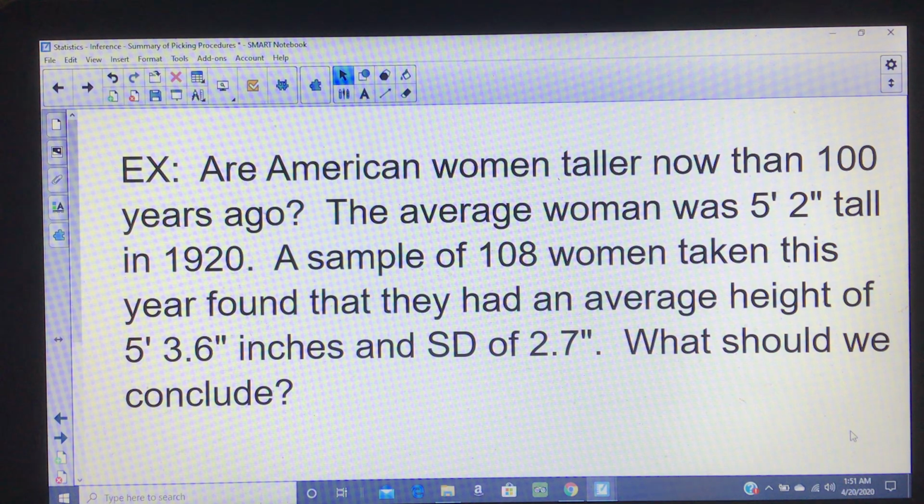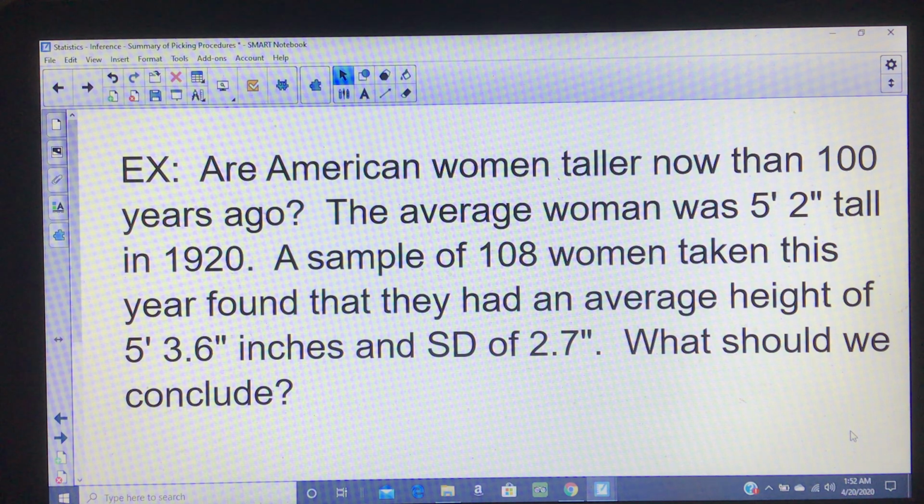So since these are continuous measurements and they're talking about the average of these measurements, we're going to use a means procedure. So it's going to be a one sample, whatever. What's the rest of it? Well, we need to determine whether we're going to use a test or an interval.